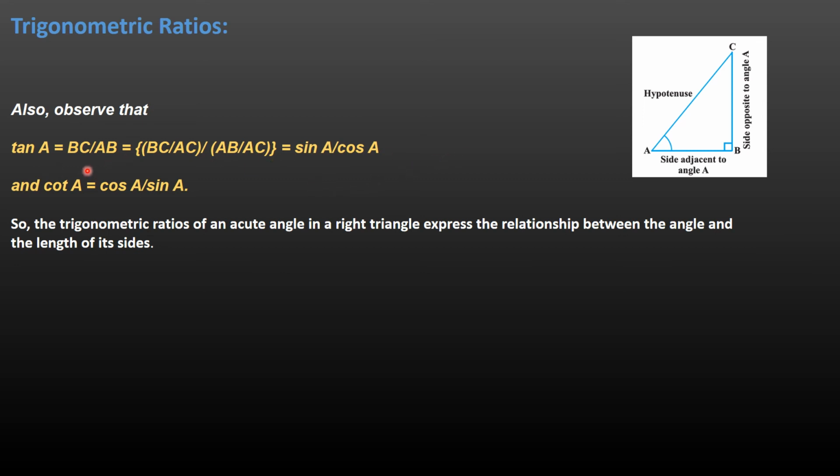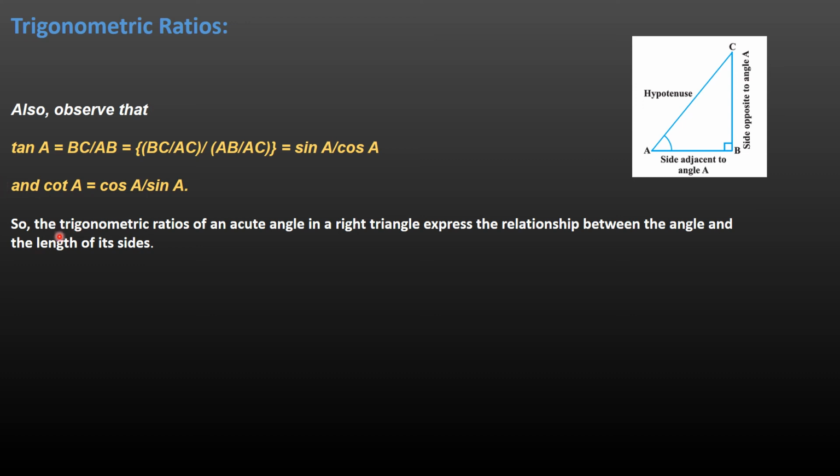Similarly, as I said, the cotangent of A is nothing but the reciprocal of tangent of A. So when tan A is sine A upon cos A, then the reciprocal of it becomes cos A upon sine A, which is nothing but your cot A.